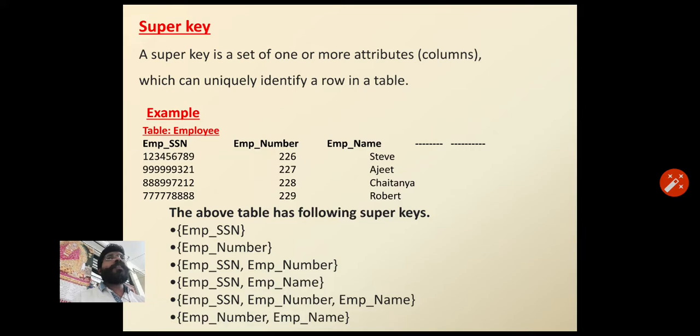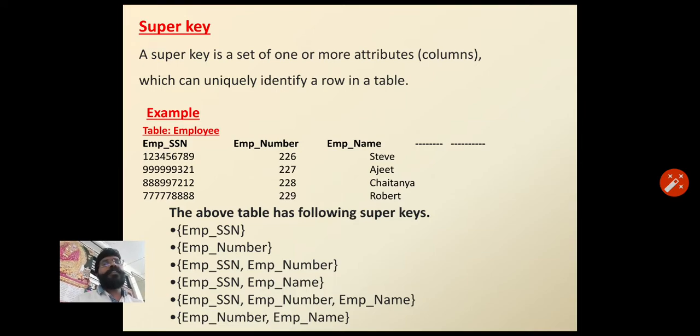That means all the combinations are super keys. The set elements: employee SSN number is the first element, employee number is the second element, employee SSN number and employee number is the third element, employee SSN number and employee name is the fourth element, employee SSN number, employee name is the fifth element, employee number and employee name is the sixth element. That means this superset has six elements.